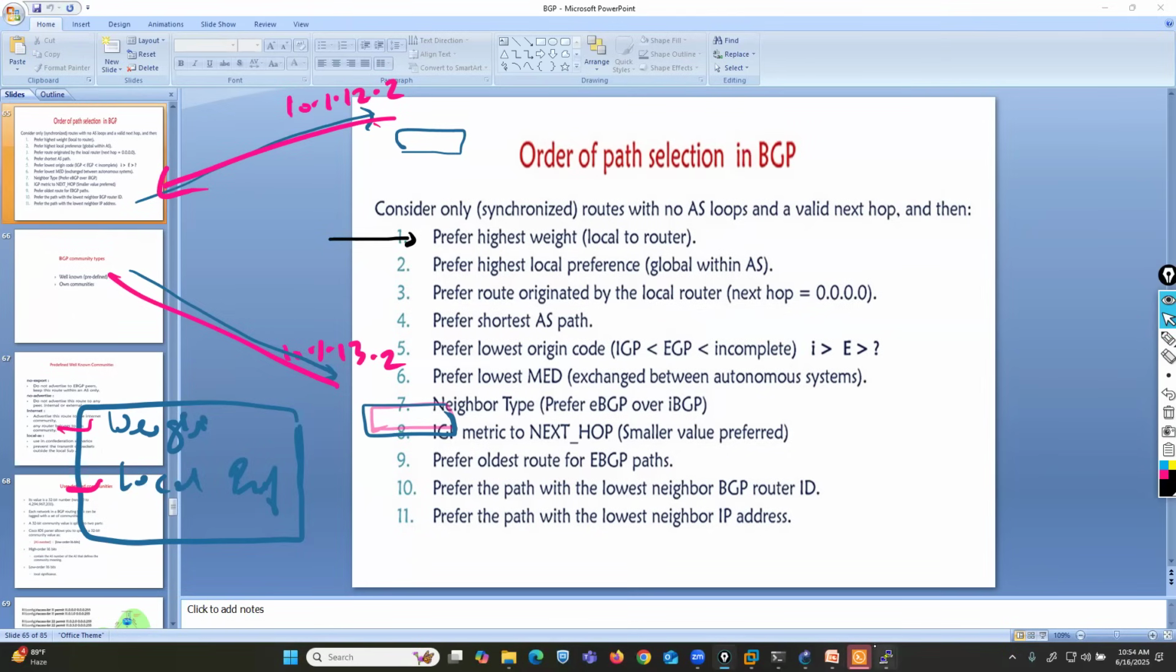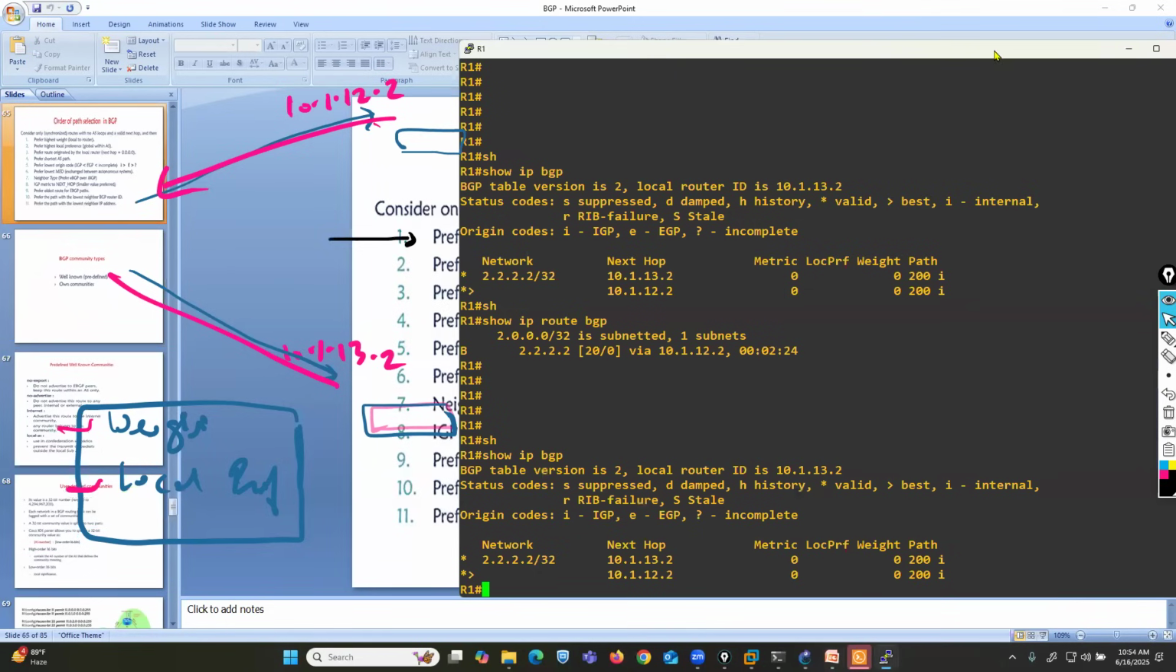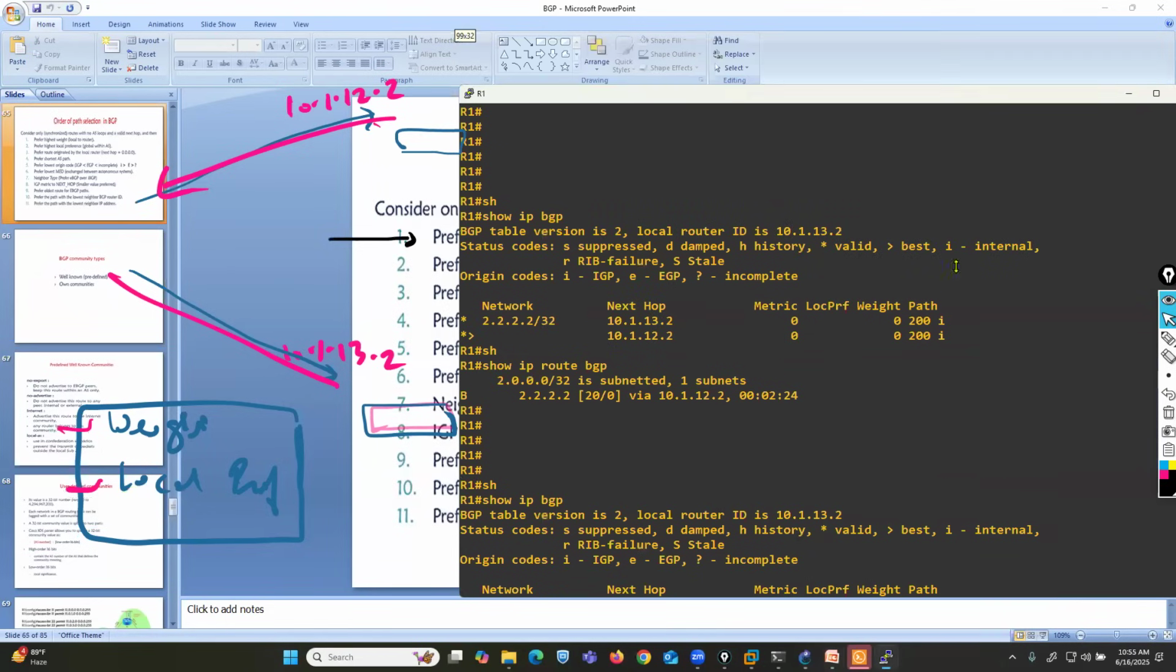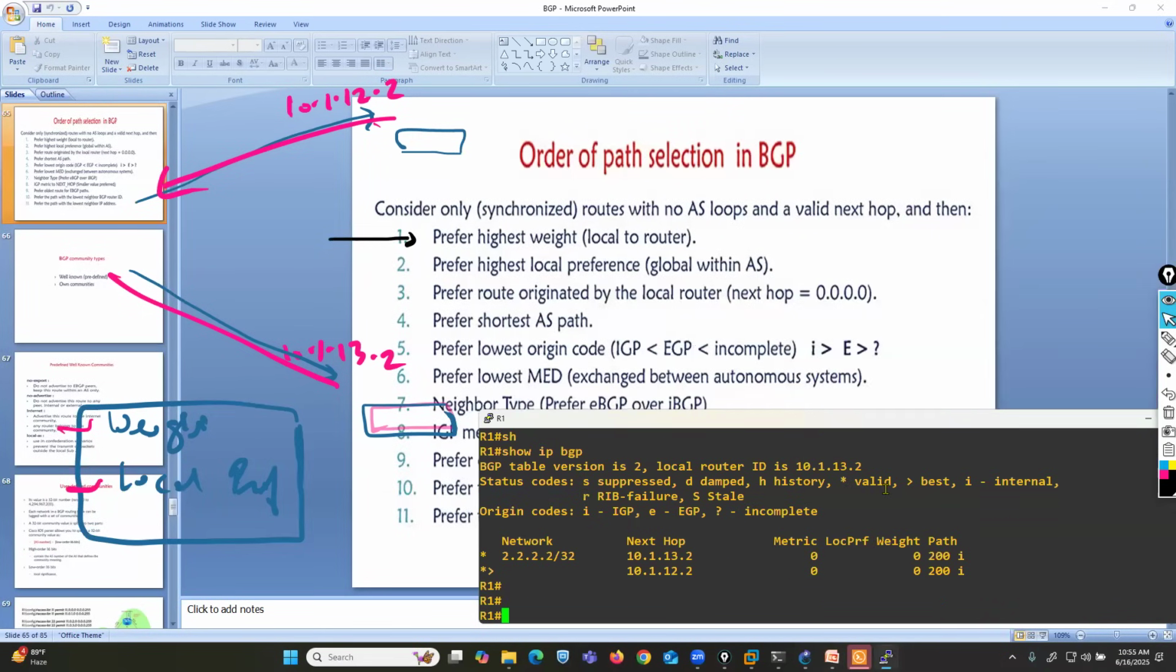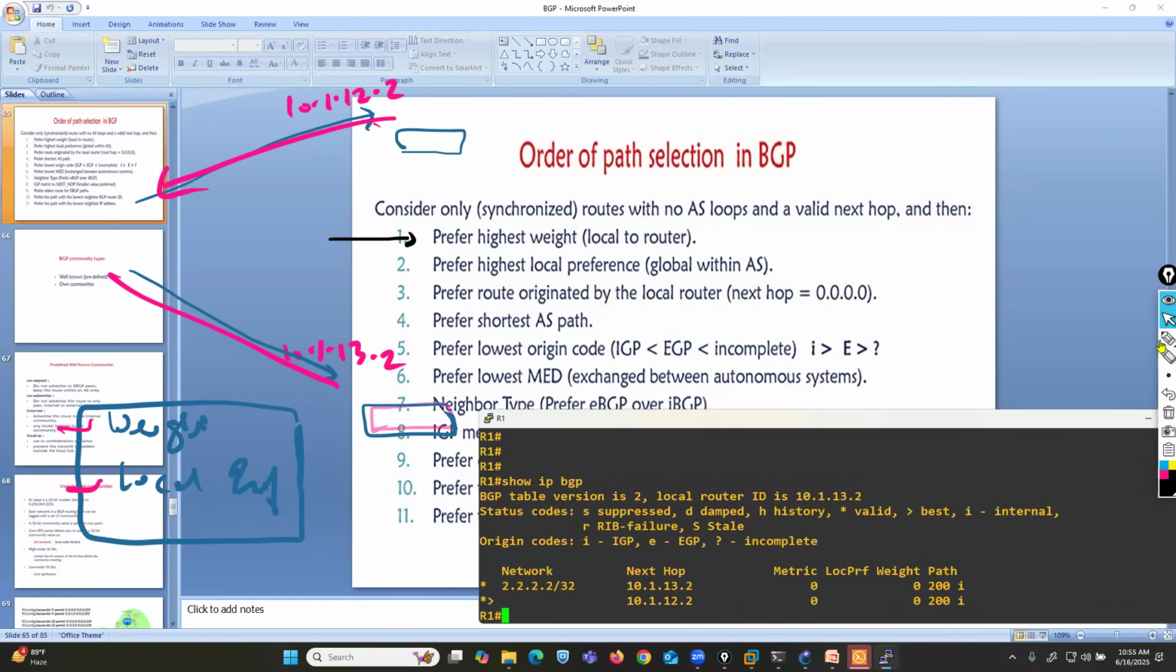So if I'm here on R1 and I'm trying to verify BGP table information, show ip bgp. You can see via this side, via 10.1.13.2, the weight is zero. And via this side, the weight is also zero. So if routes are coming from a different AS, the weight is 0 always.